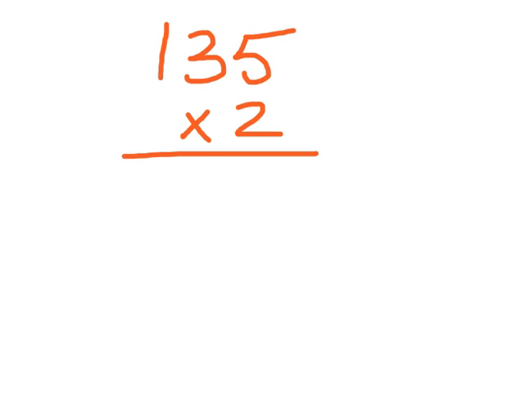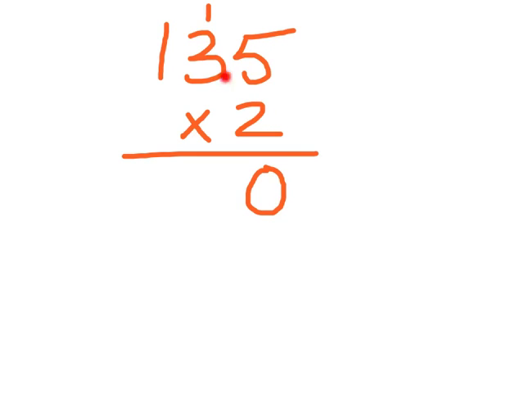So I'm going to use the traditional strategy for multiplying that we learned about in a previous lesson. We can do it with 3-digit numbers as well. So we start here by multiplying 2 times 5. And we know that the answer is 10. So the 0 goes here, 1 comes up here.